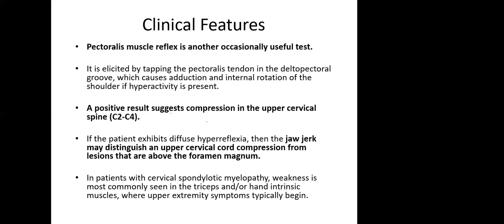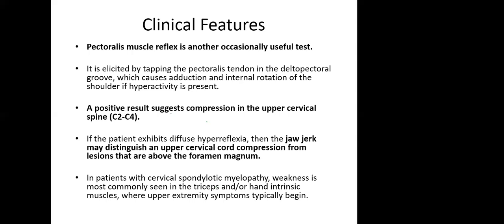Now, positive results suggest that the pectoralis muscle reflex is another occasional useful test that's been tried. This is done by tapping the pectoralis tendon in the deltopectoral groove, which causes adduction and internal rotation of the shoulder if hyperactivity is present. Positive results suggest that compression is in the upper cervical spine, C2 to C4.